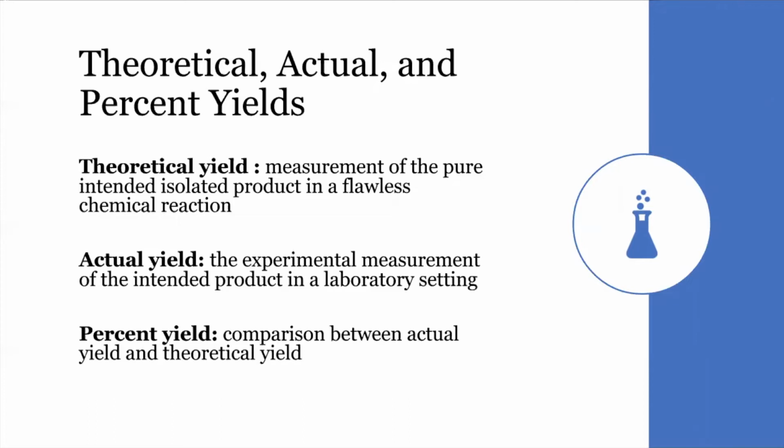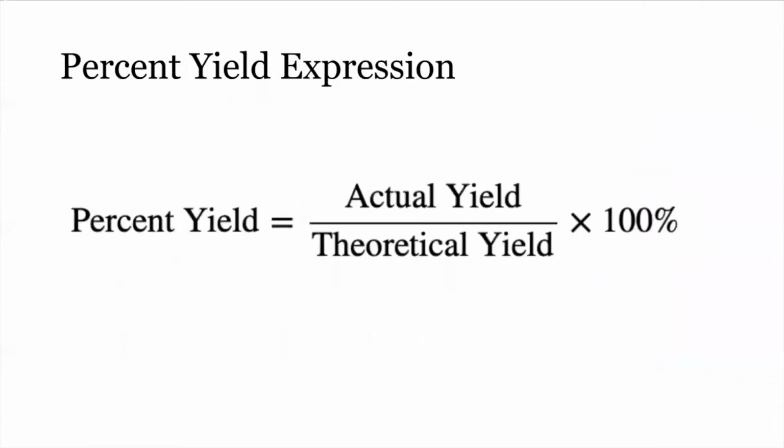I'm sure you guys are already familiar with this. So here's the percent yield equation or expression. It shows the ratio between actual yield and theoretical yield times 100.